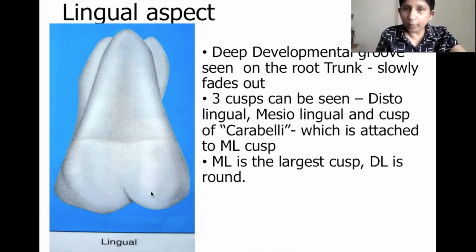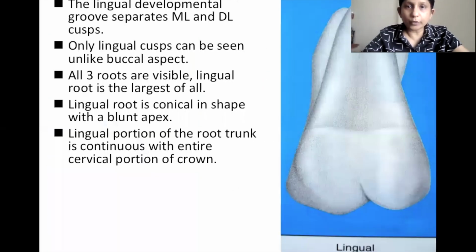So this is the cusp of Carabelli, and this is the mesiolingual cusp, and the smaller one is the distolingual cusp. And in between the mesiolingual and the distolingual cusp, you have this small groove that is growing out from here, from the occlusal to the lingual side of the cusp. That is called the lingual developmental groove. So all these points I've already explained to you. So let's move to the next slide.